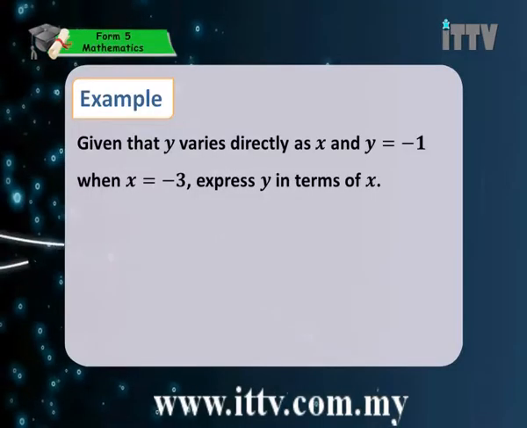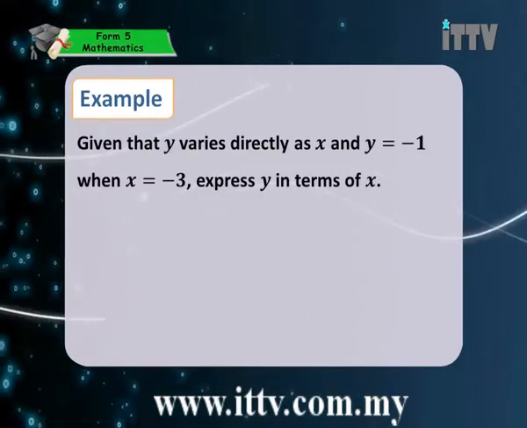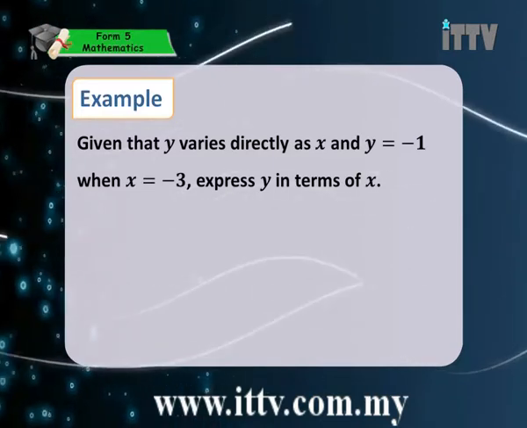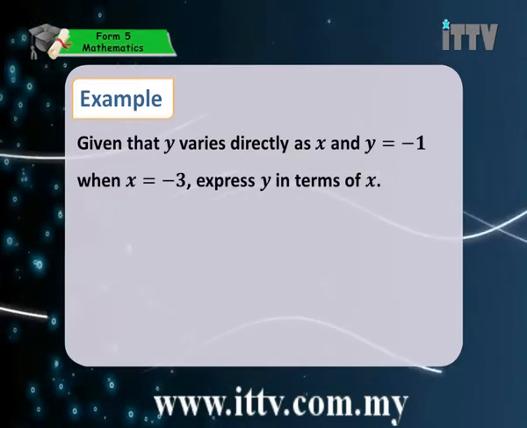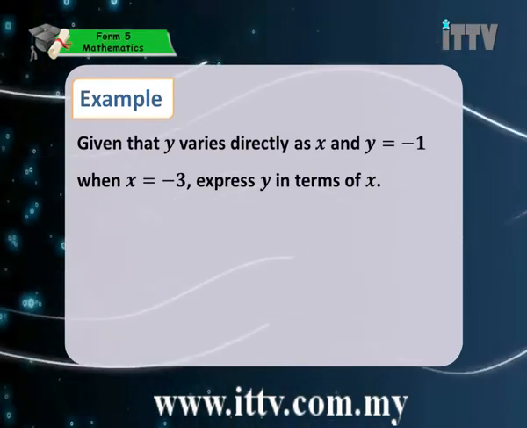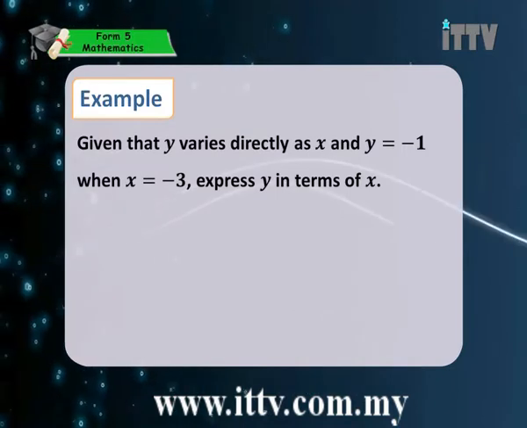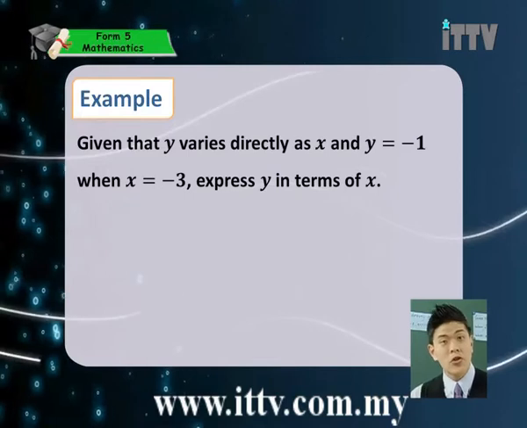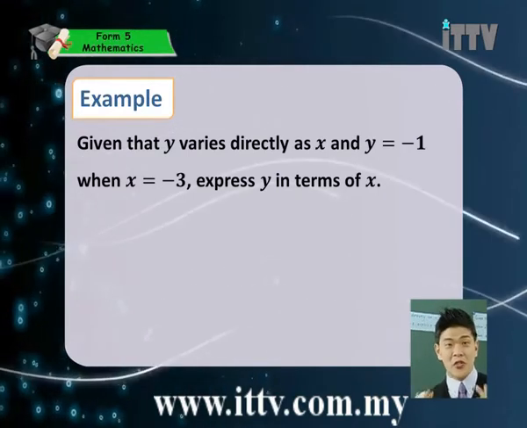Alright, next example. Given that y varies directly as x and y equals negative 1 when x equals negative 3, express y in terms of x. Alright guys, this is a direct variation question. Let's move on to the board. I'll show you the solution for this question.